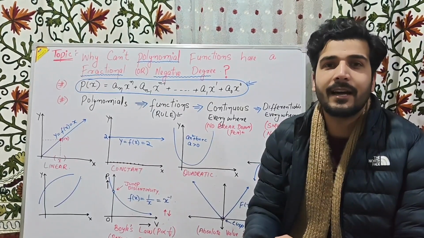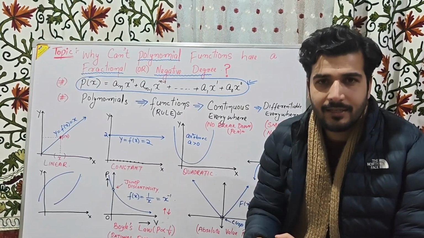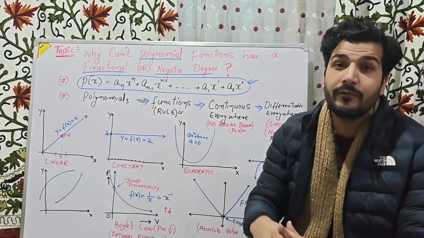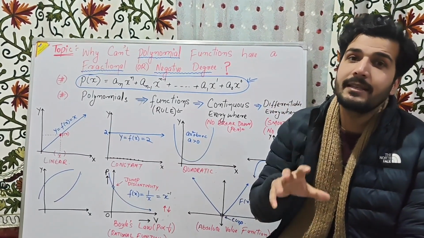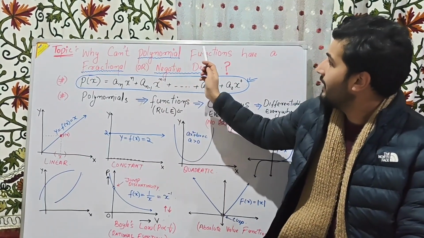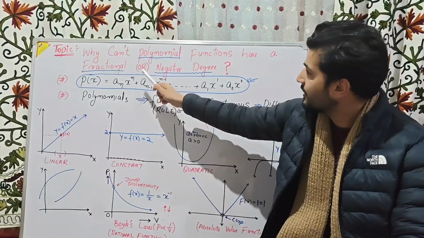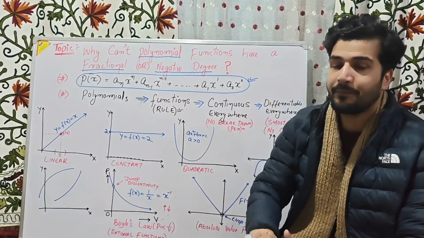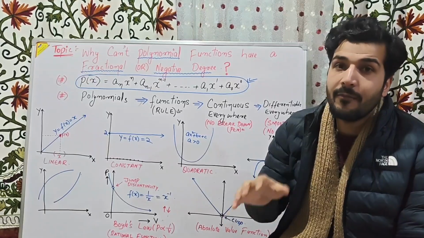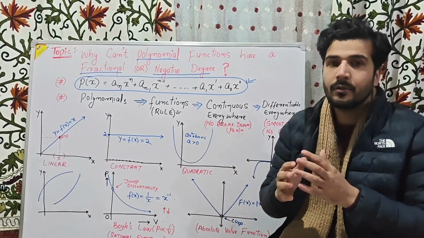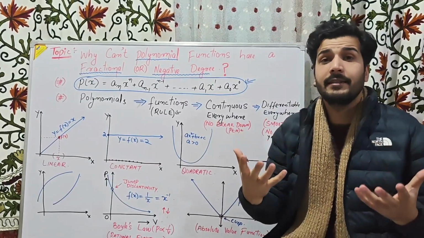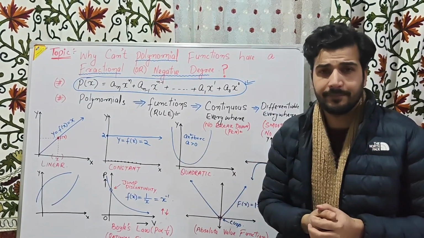Today, the topic that I am to discuss with you is one of the most important topics. It is something which is going to be very interesting. The topic is why can't polynomial functions have a fractional or negative degree? So we have polynomial functions, we have polynomials. Why can't the degree of a polynomial be a fractional number? Why can't the degree of a polynomial be a negative number?